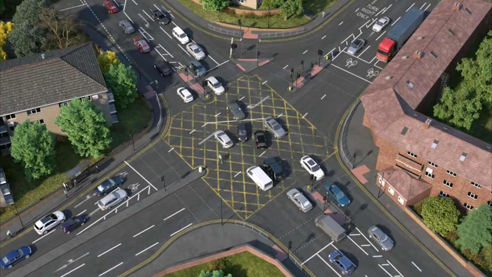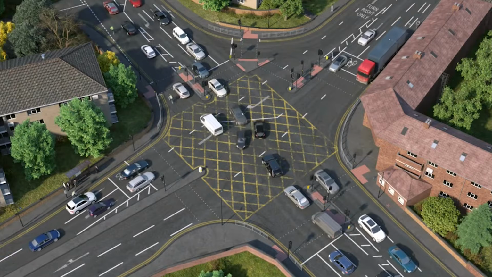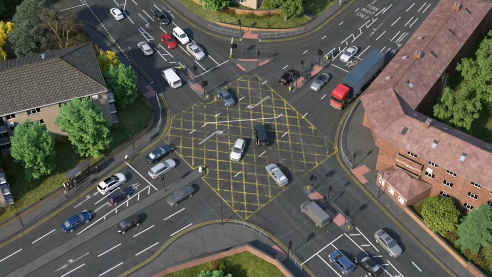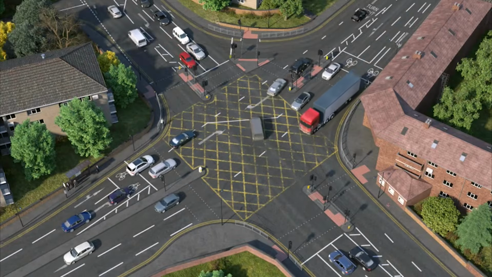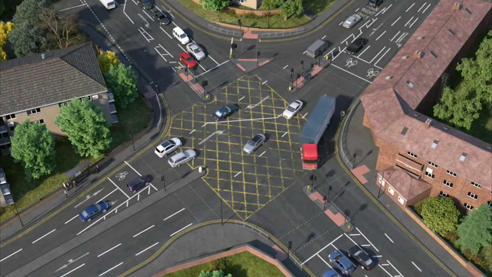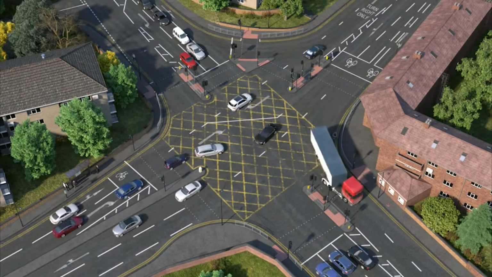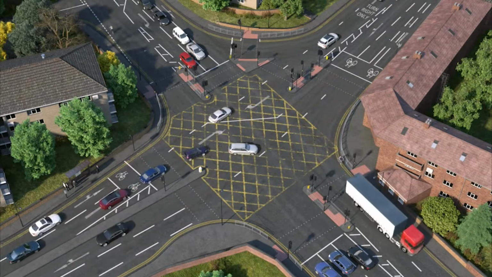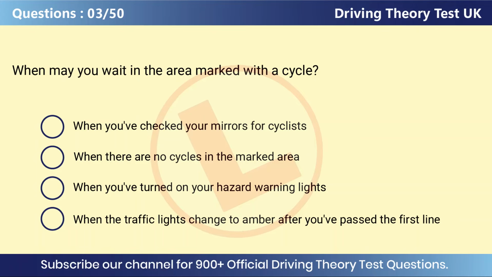Question 3. When may you wait in the area marked with a cycle? A. When you've checked your mirrors for cyclists. B. When there are no cycles in the marked area. C. When you've turned on your hazard warning lights. D. When the traffic lights change to amber after you've passed the first line. The answer is D.